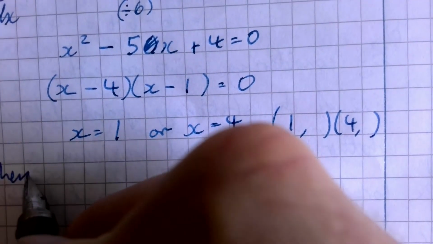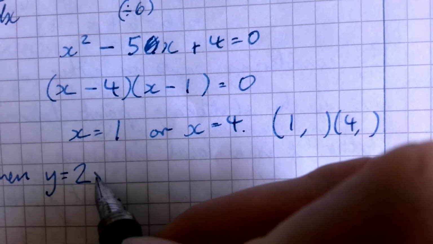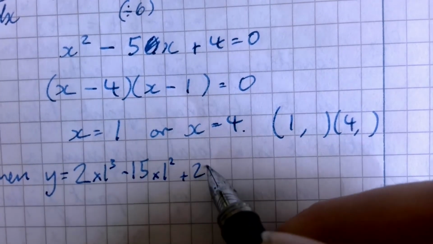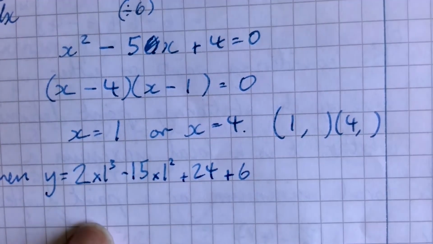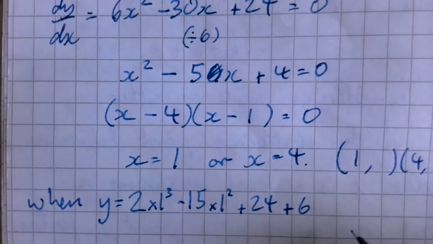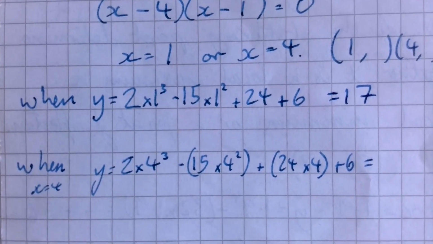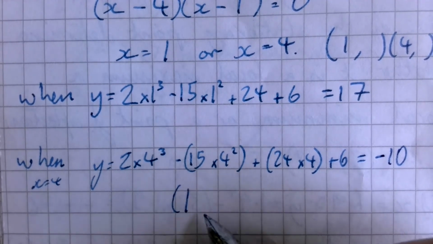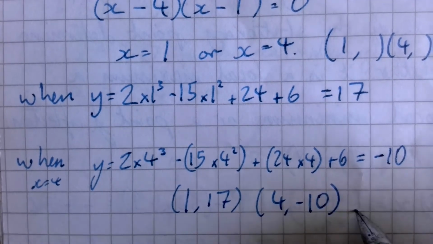So when x is 1, y equals 2 times 1 cubed minus 15 times 1 squared plus 24 plus 6, we get 17. And then when x is 4, we get negative 10. So our 2 points are 1, 17 and 4, negative 10.